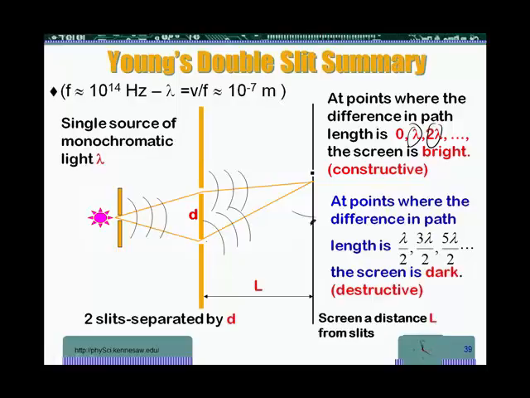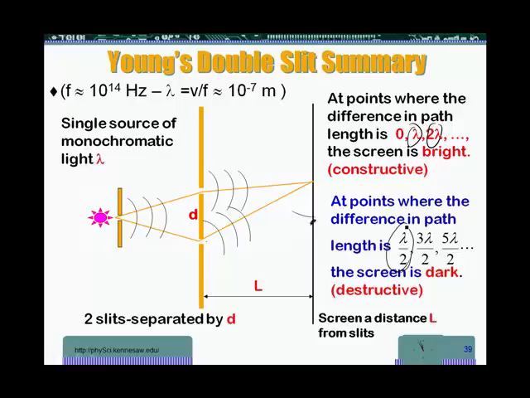Now, there are points on the screen where the path difference between the beams is not going to be lambda. One special case is when it's going to be lambda over 2. When it is lambda over 2, then one wave has traveled a distance lambda over 2 more than the other wave when they arrive at that point. Meaning the waves are going to be out of phase in this case instead of being in phase.